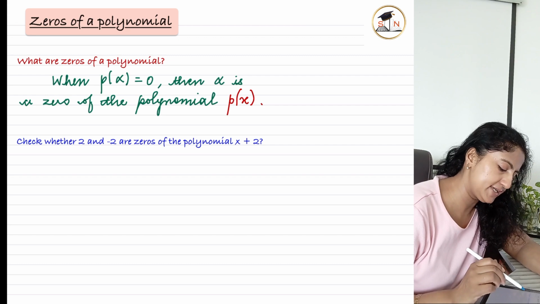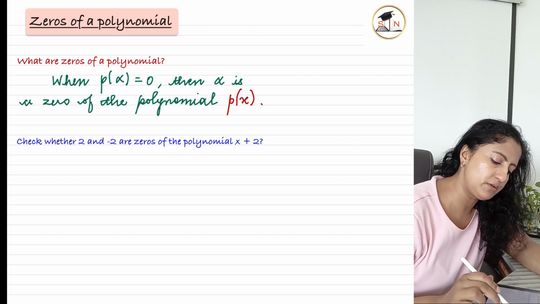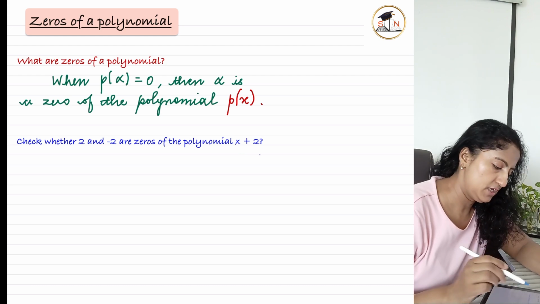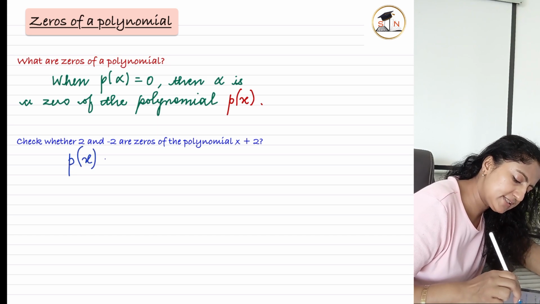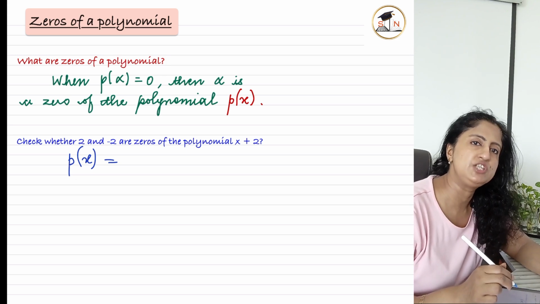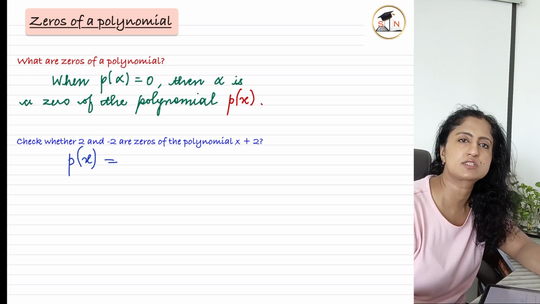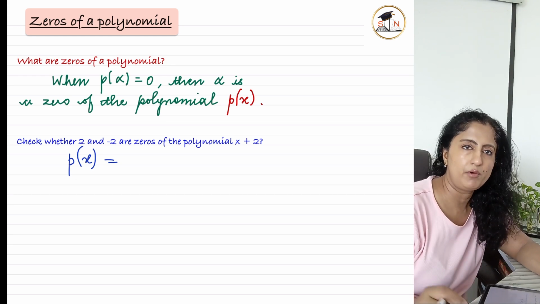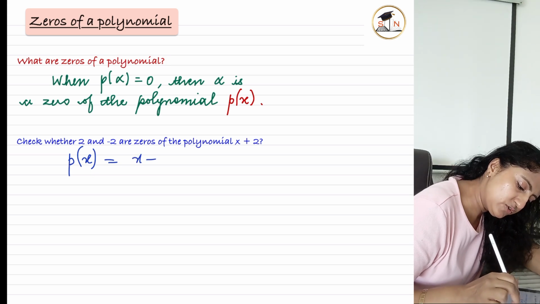Now, the question says, check whether 2 and minus 2 are zeros of the polynomial x plus 2. So what I will do first, I will name the polynomial p(x). Now, it is not necessary that every time you have to name it only p(x). You can call it g, f, h, anything with x, because x is being used as the main variable of your polynomial. Okay. So p(x) equals x plus 2.